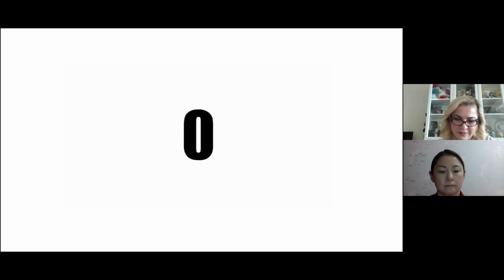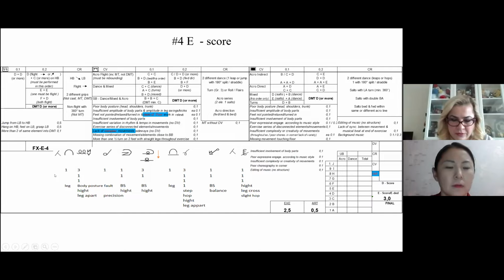Time over. You can see on flick flag leg separation, double tuck, 3 for body posture fold, 1 for height, 1 for leg apart in landing. Turn, 1 for precision. Switch leap to ring, 1 for body shape, 1 for height. Split leap to ring, 3 for body shape and 1 for height. Salto forward stretch, 3 for big hop step, 1 for slight hop, 1 for height and 1 for leg apart. Turn and stag position, 1 body shape, 1 for balance. And last acro, 1 for height, 1 leg cross in the twist and slight hop.